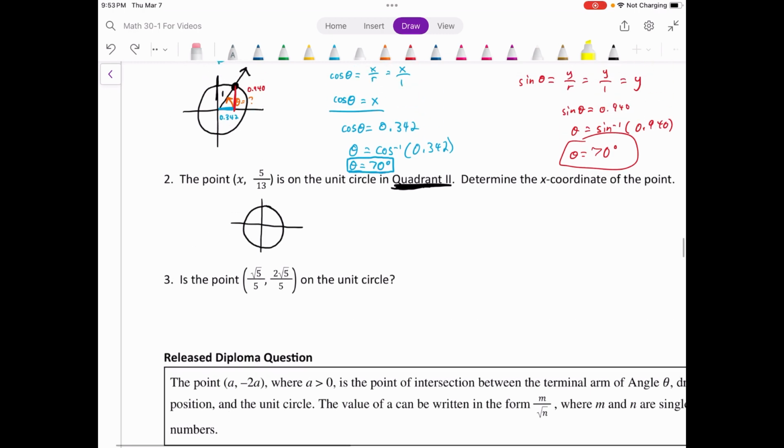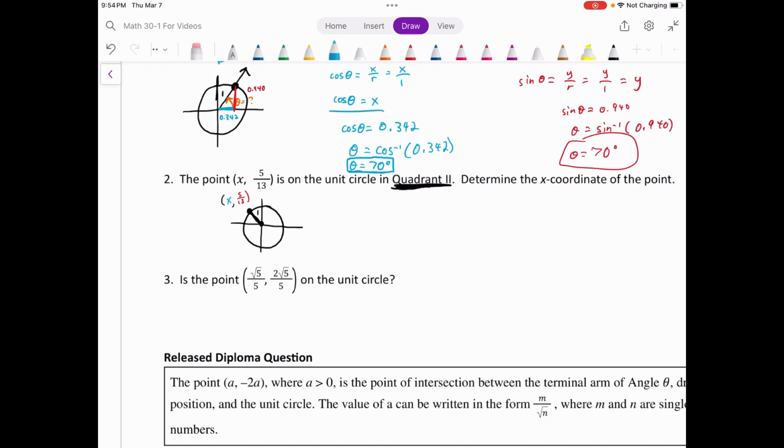Okay, now it's on the unit circle. So I'm just going to draw our point. Let's just think about our point. That is the point x. We're trying to figure out what x has to be. 5/13 is the y-coordinate, right? Meaning that this is 5/13. Okay. But what do we know? We know that for the unit circle, centered at 0, 0, the radius is 1.